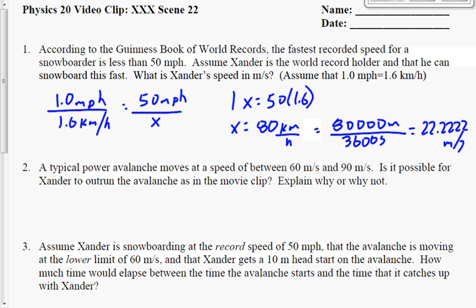If his maximum speed is 22 meters per second, okay, and this is the maximum speed of the world's fastest snowboarder, okay, and the avalanche runs at a minimum speed of 60 meters per second, is he going to outrun it? No, he won't. He can't, because it's moving at its minimum, it's moving almost 3 times faster than he is. So the answer is clearly no for this one. He can't outrun it.